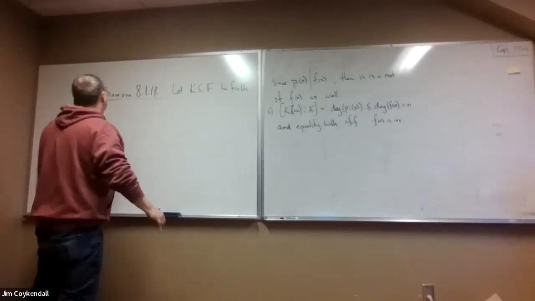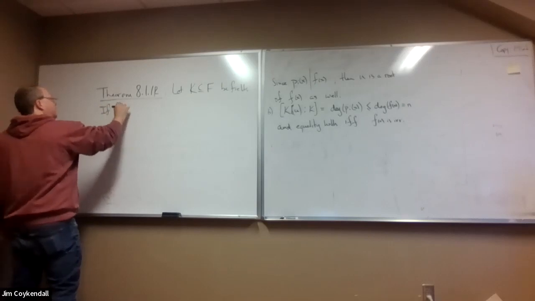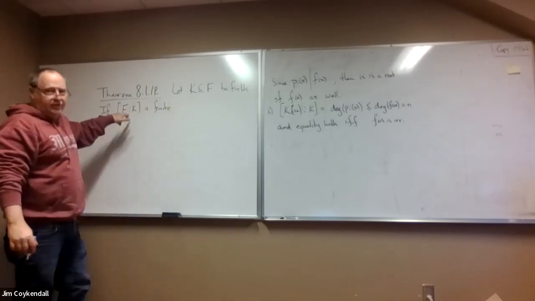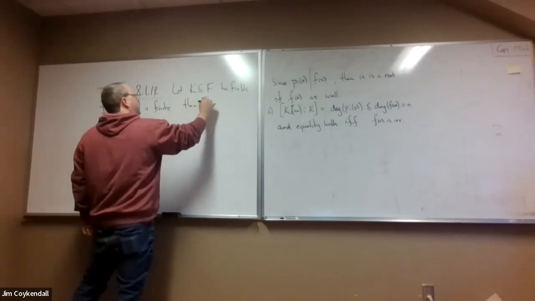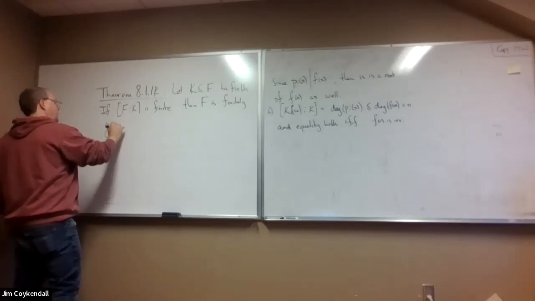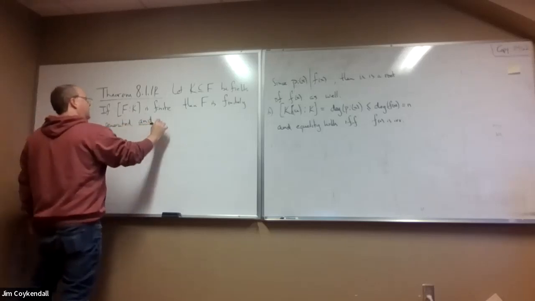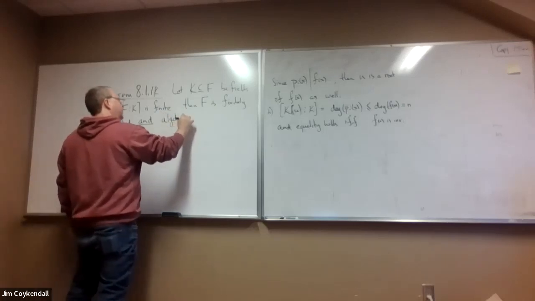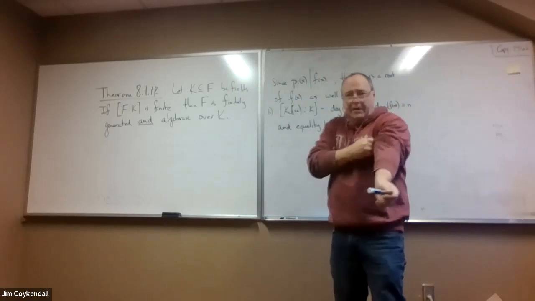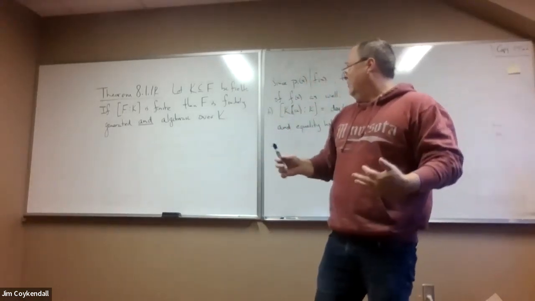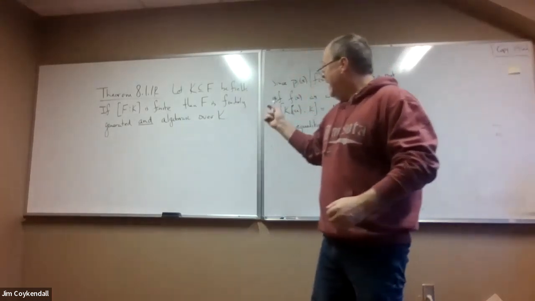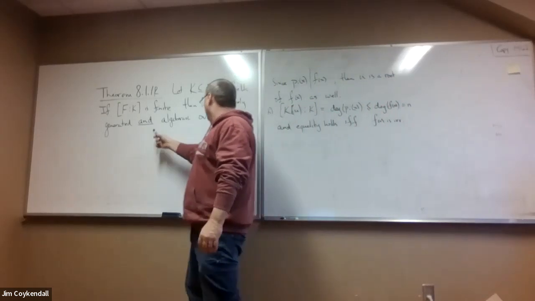Suppose you have any extension of fields. If the extension is finite, then F is finitely generated over K. This is a wonderful theorem because what it says is that if you have a finite extension of fields, F over K, so the degree of that extension is finite, 2, 3, 100,000, then that extension is finitely generated over K.